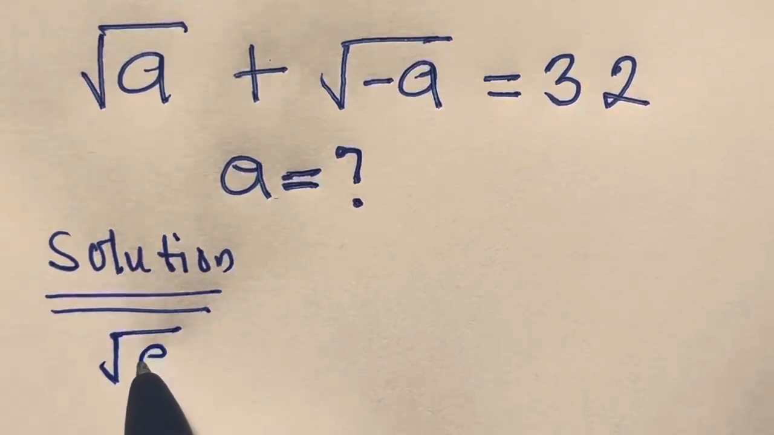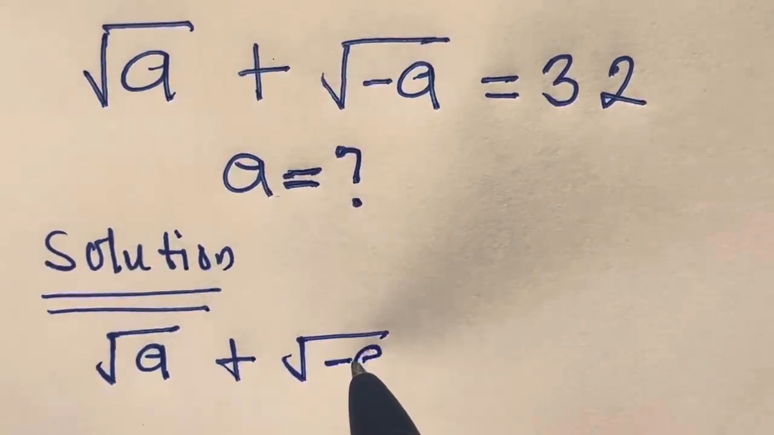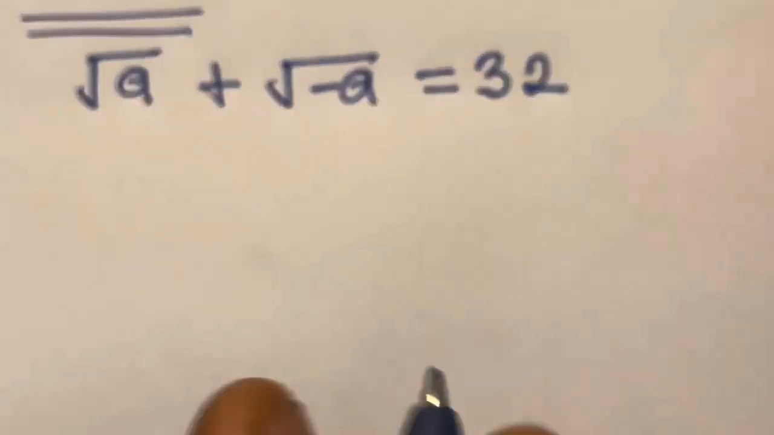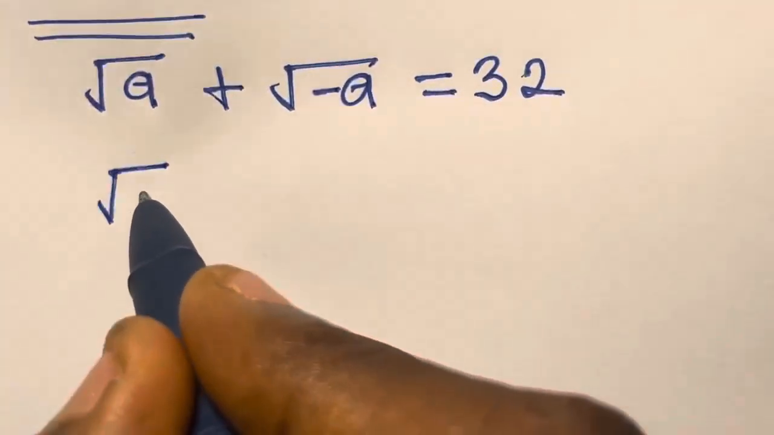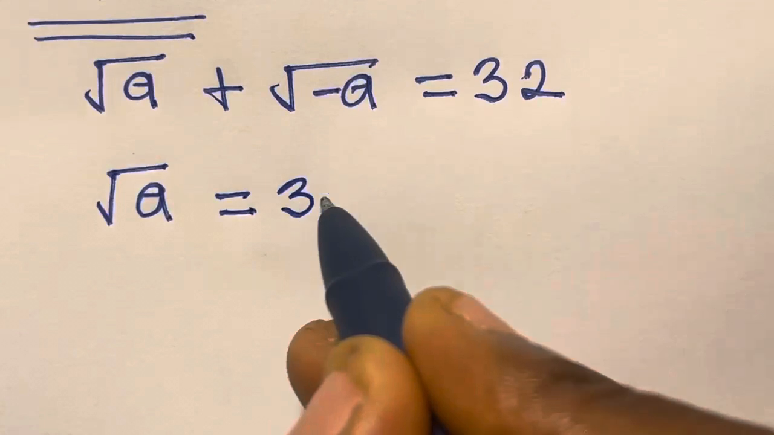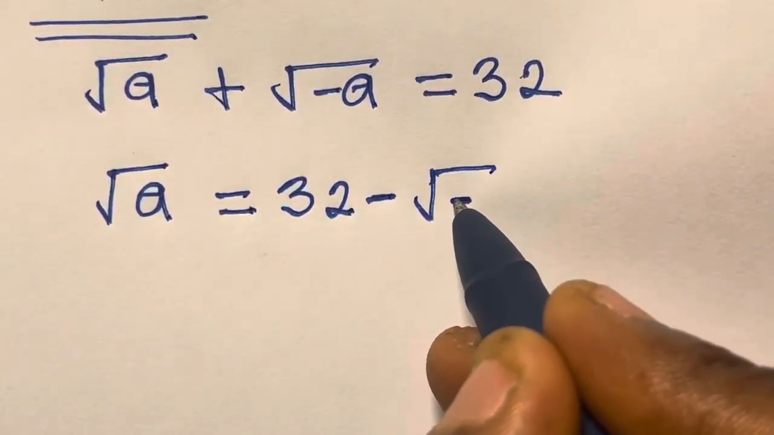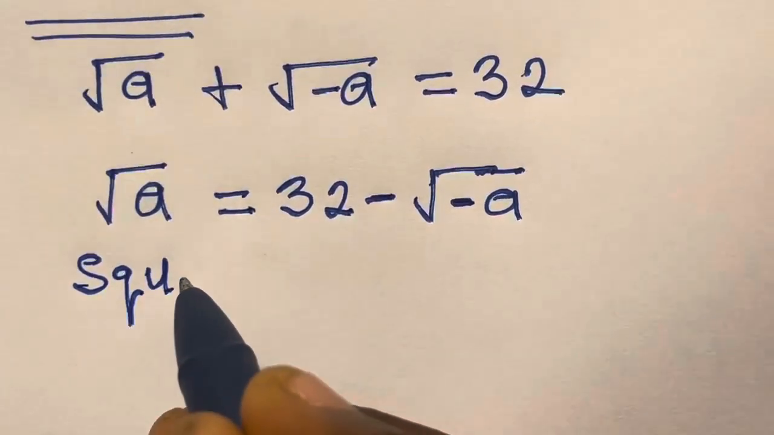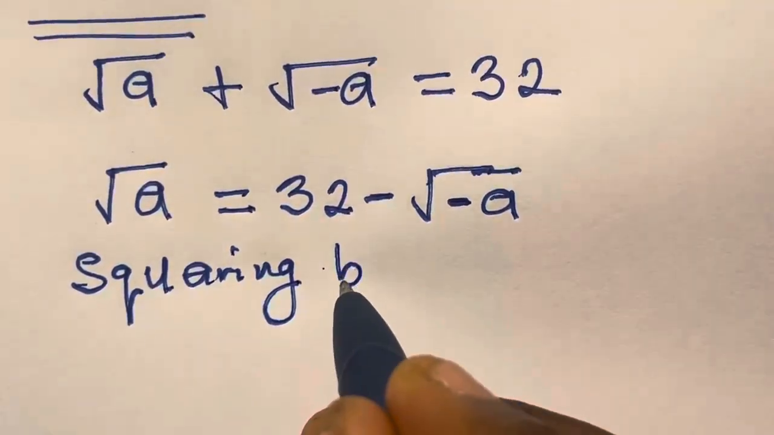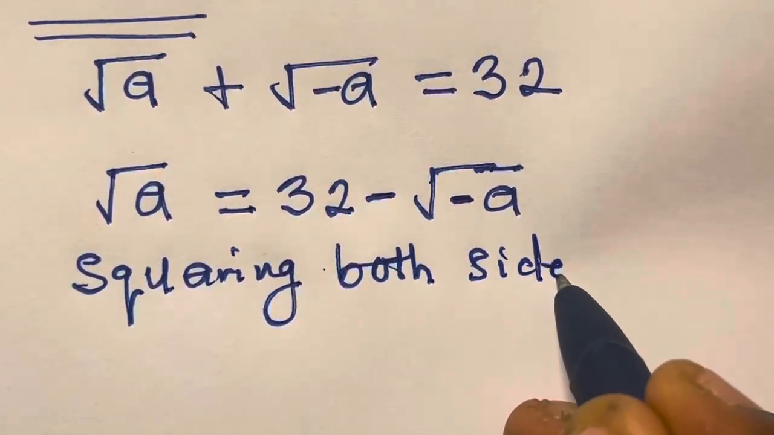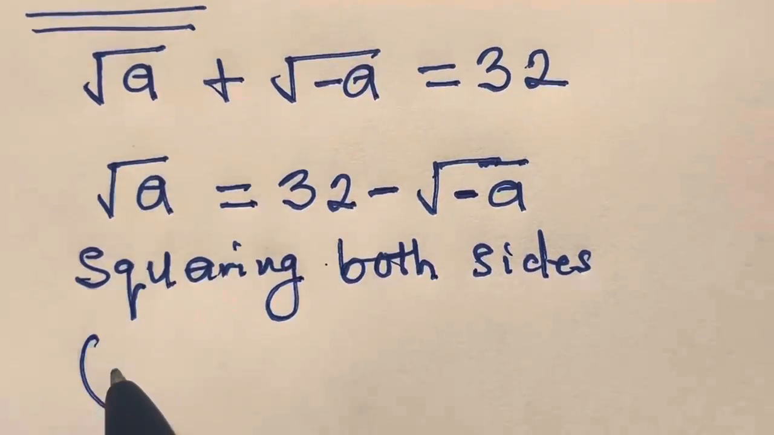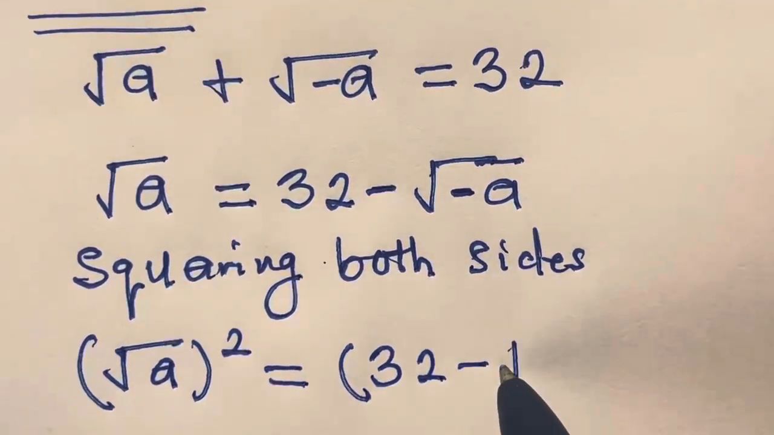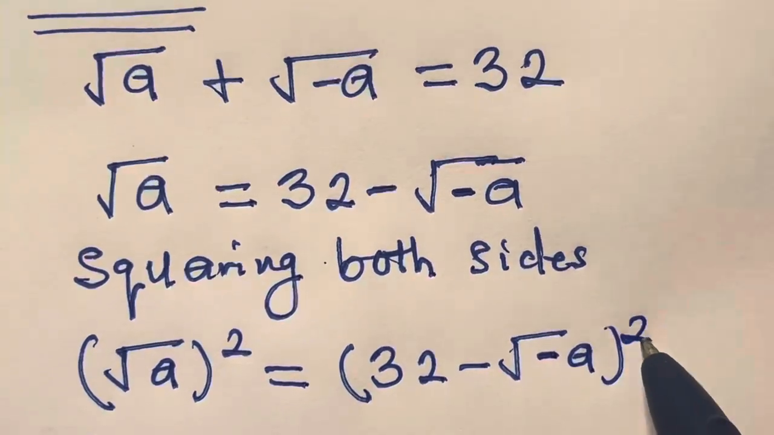We have square root of a plus square root of minus a equals 32. From here, we can transfer this to the other side. So we have square root of a equals 32 minus square root of minus a. From here, we can square both sides. Squaring both sides, we will have square root of a squared equals 32 minus square root of minus a, squared, right?